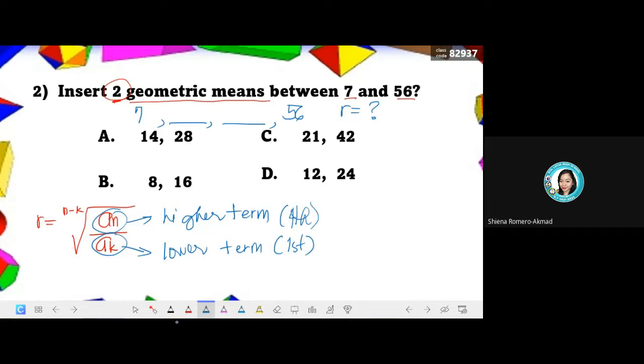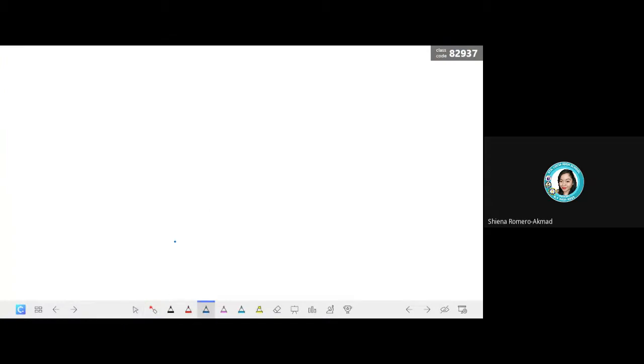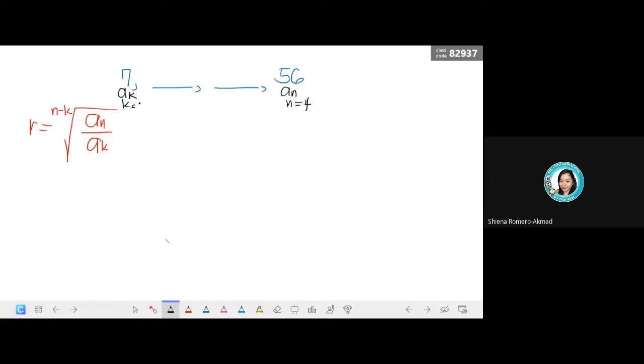Okay? So let's proceed over here. We have 7, then there are two geometric means, then we have 56. So we will use a formula. The formula is R equals the root of a sub n divided by a sub k, where the root depends on the difference of n and k. Let's substitute. This is our a sub n, and this is our a sub k. Our n is 4, our k is 1.